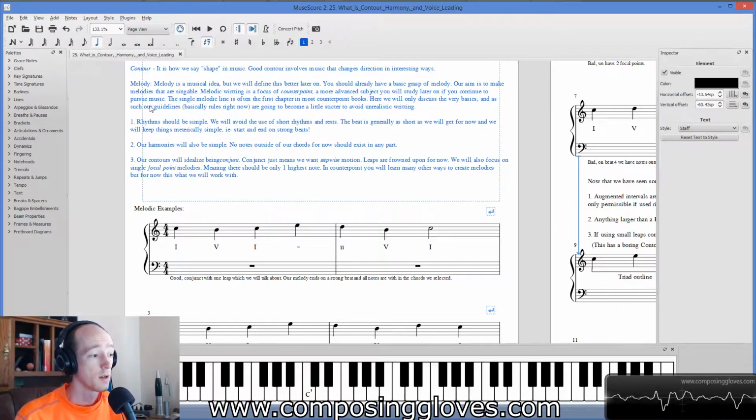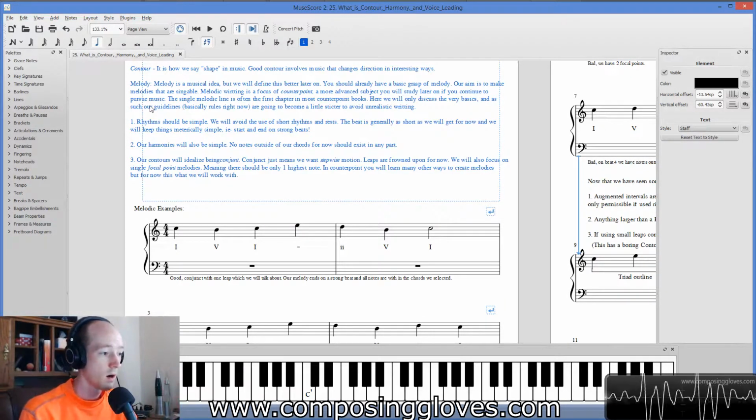So I have some rules here. We're going to avoid some unrealistic writing, and these are basic guidelines. They're also outlined in tonal harmony. A lot of books will outline things of this nature to just restrict writing to something reasonable. And also for the beginner, it's often helpful to have a structure.